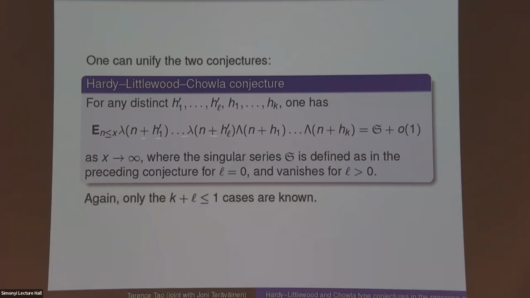So this is just the natural unification. It's stronger. It implies both Hardy-Littlewood and Chowla, and it also controls some mixed correlations that were not controlled by either conjecture. And of course, since this is harder, it's even more open. The only things that are known basically are the cases where k plus l is 1 or 0. But just to state those results, it's easier to work in this unified setting.